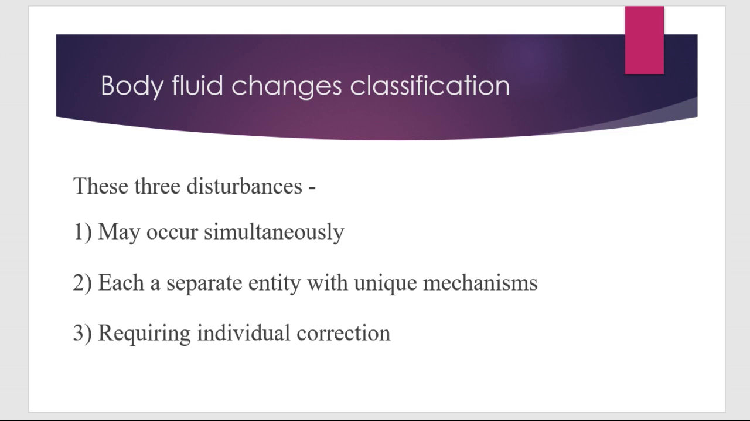And finally, the composition. The composition means only the composition is being changed, no effect on volume or concentration part. Or sometimes all the three can exist together. In composition, something related to potassium levels or other cations and anions levels, right? So simultaneous occurrence may be there, each having a separate entity with unique mechanism. So they require individual correction. So we must focus individually on these three different routes of body fluid changes.